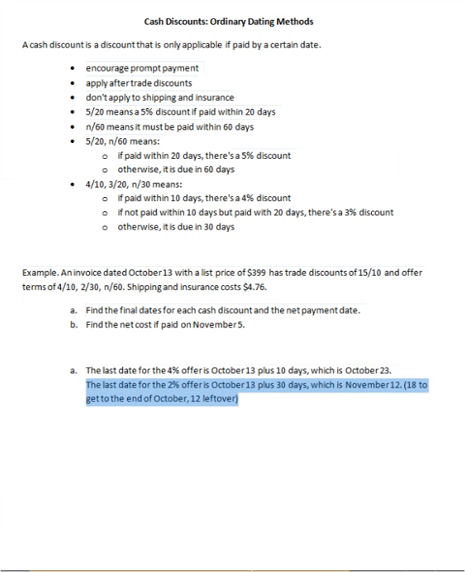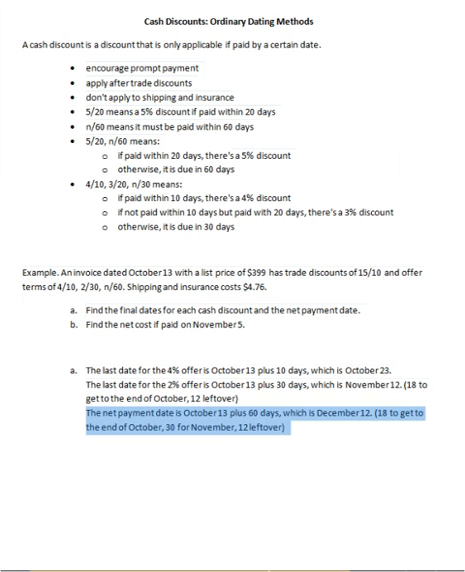And then the n/60, we just discussed that 30 days takes us into November, so another 30 days is going to take us into December. So we have 18 days for October, 30 days for November, so that's up to 48 days. We have 12 left over, so it's going to be December 12th.